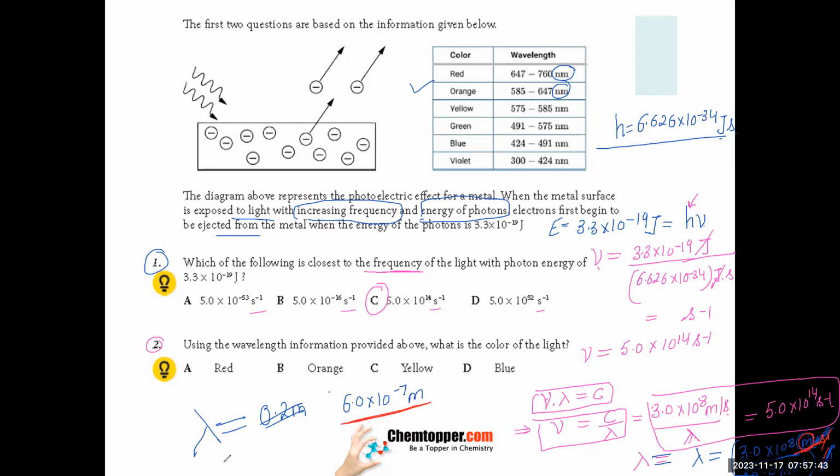Now we know that 1 nanometer is 10 raised to power minus 9 meter. Plug in that ratio over 10 raised to power minus 9 meter. Meter cancelled. Your answer is 600 nanometer. 600 nanometer, come to this table. 600 nanometer is orange. Aditi, is it okay? No problem.